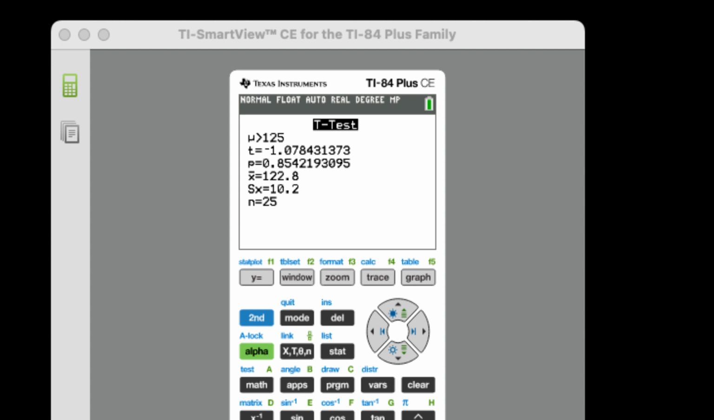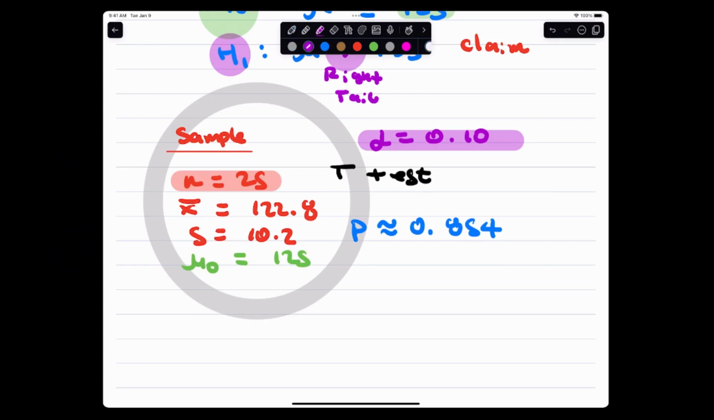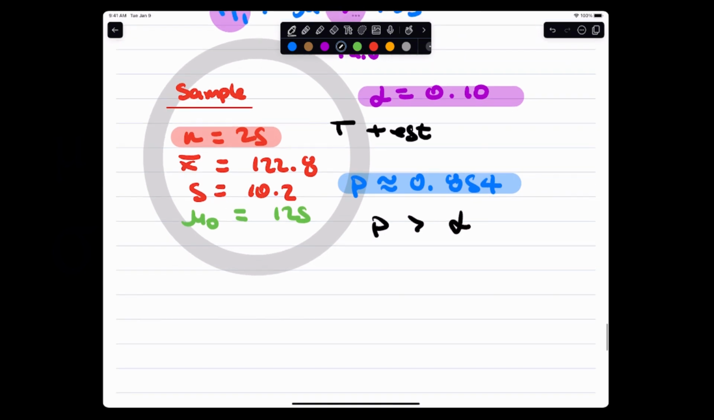To the nearest thousandths, 0.854? Wow, p-value is 0.854. That's kind of big, right? So your p-value is kind of big. Isn't that p-value bigger than alpha? So p is bigger than alpha. We need the p-value to be less than alpha. So we're going to say this is not less than alpha.